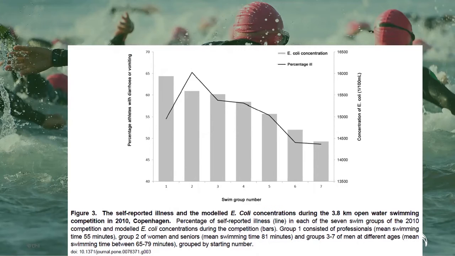And what you see here is the bars are starting groups, and it's how many percent of the starting group. No, the bars are the concentrations, the average concentrations of E. coli, which you see on the right y-axis, and the black line is the amount in percentages of the different starting groups that got sick. So beside the first one, there's a clear tendency: the more bacteria they meet, the more sick they get.